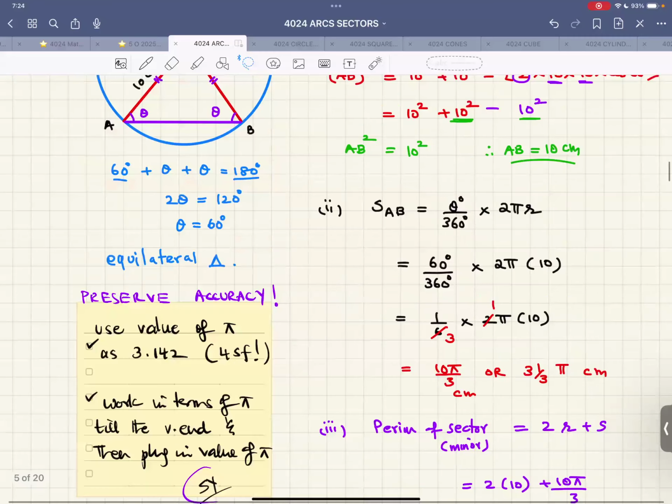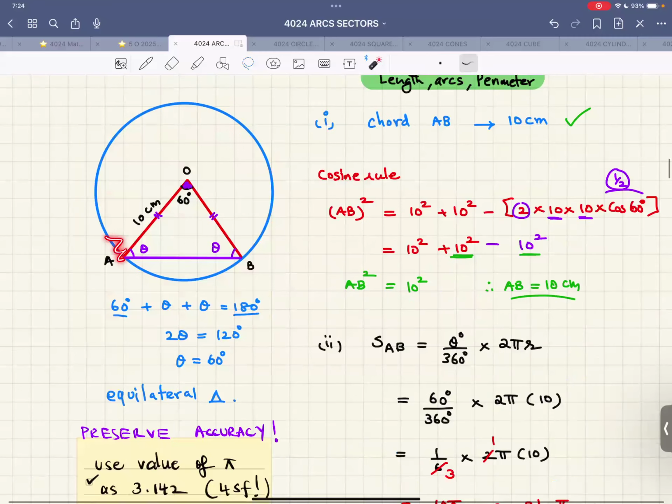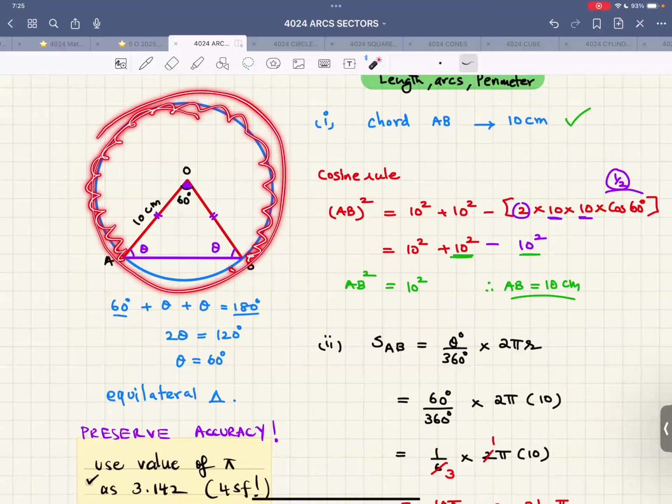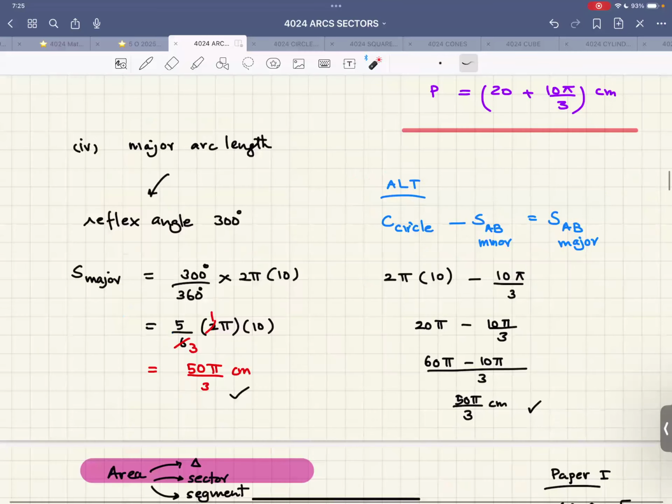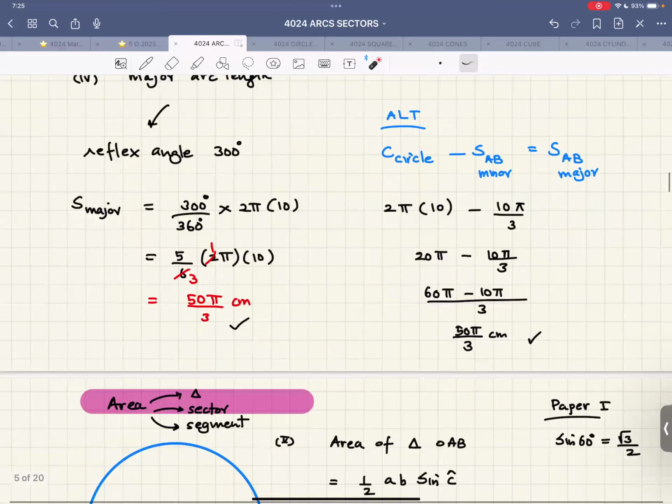Now major arc length. Now if I need this arc length, there are two options. Option 1, find the whole circumference, and then subtract the minor sector's arc length. So you will get the arc length. Or use this angle, that is 300 degrees and then the same formula. So major arc length, use the reflex angle, that is 300 over 360 into 2 pi r. Again, I left the answer in terms of pi. Or circumference of circle minus minor arc length will give you major arc length. Both working is there.